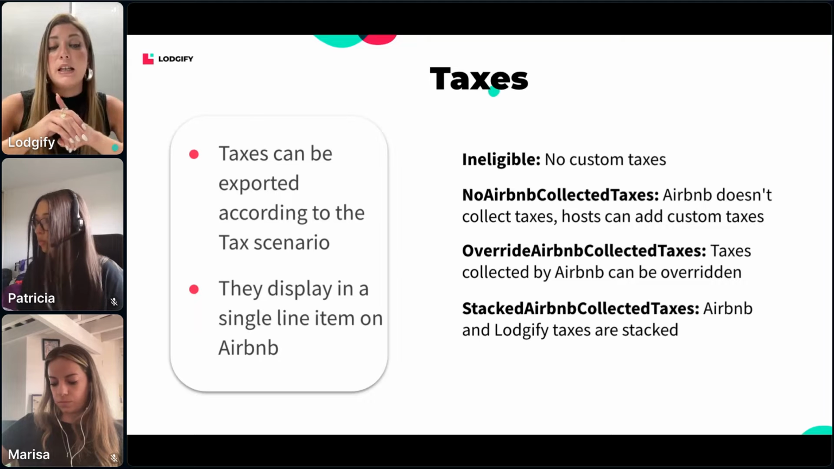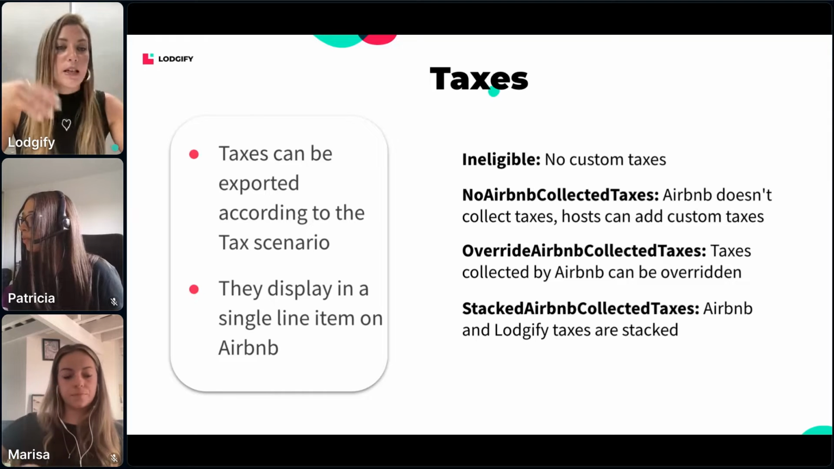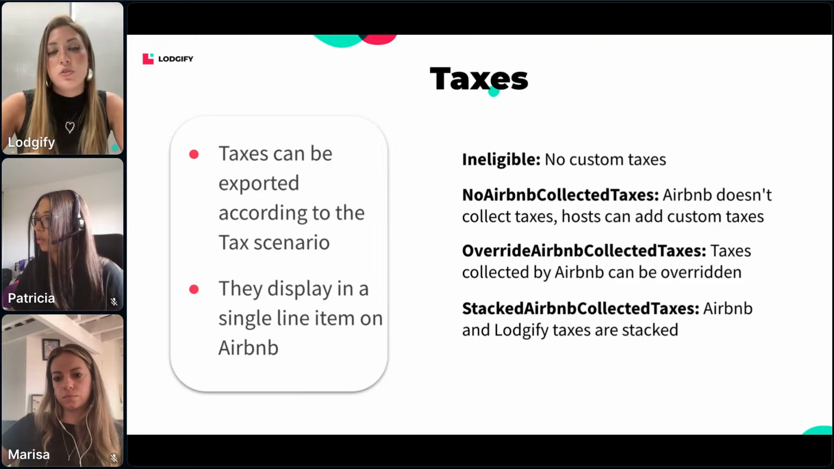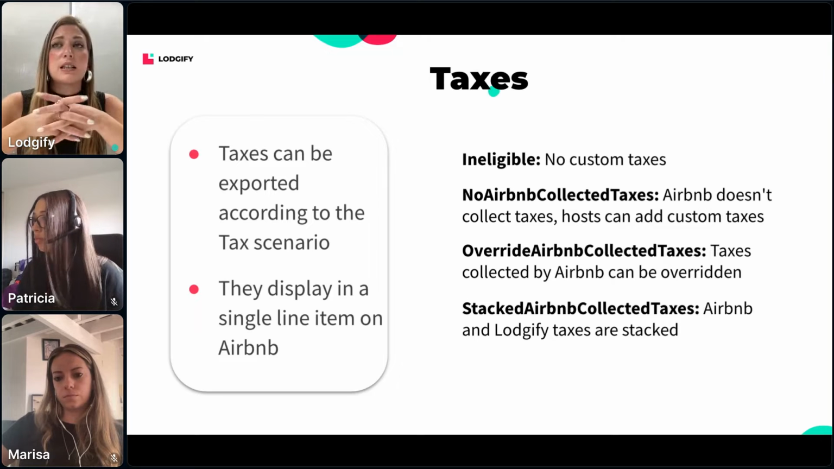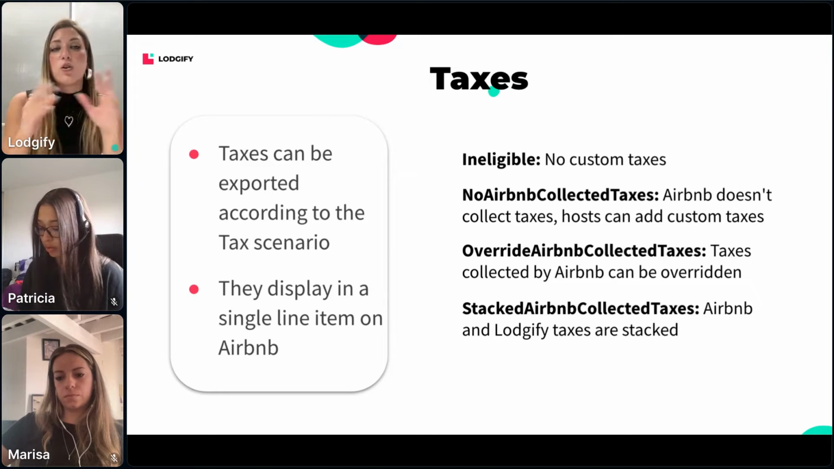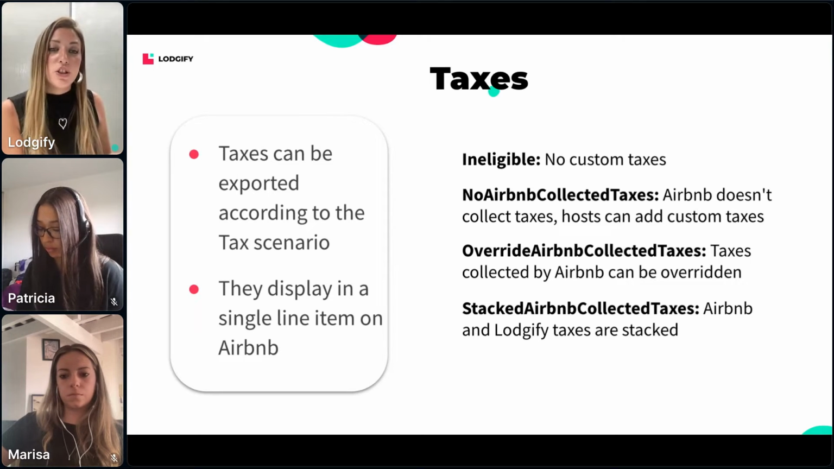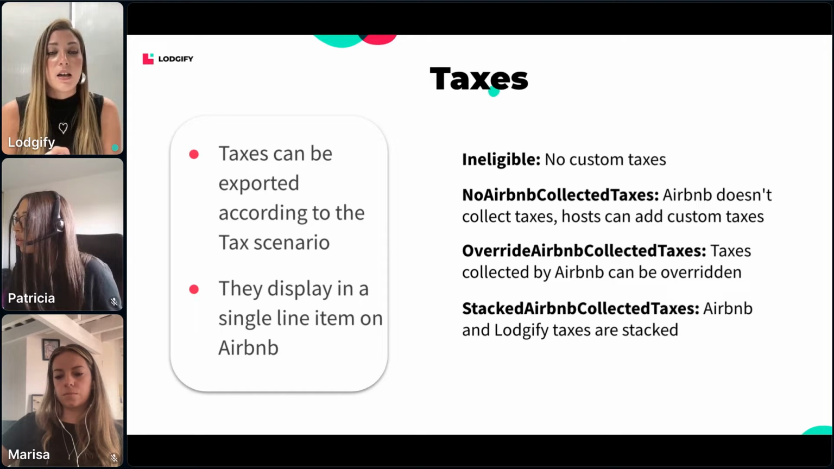The first one would be ineligible. This tax scenario basically prevents you from exporting taxes from Lodgify to Airbnb. If your tax scenario is ineligible, taxes that you have created in Lodgify will not be exported to Airbnb. This is the only scenario where taxes are not exported. No Airbnb collected taxes means that Airbnb is not collecting or remitting any taxes on your behalf. But if you do have taxes configured in Lodgify, those will be exported to Airbnb and you can charge those to your Airbnb guests.